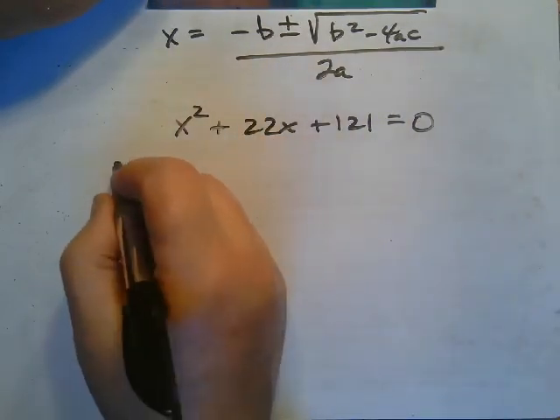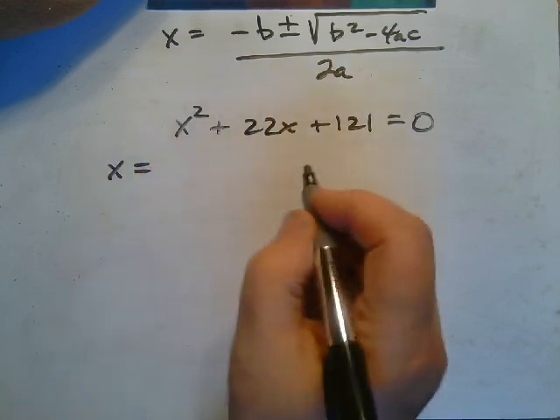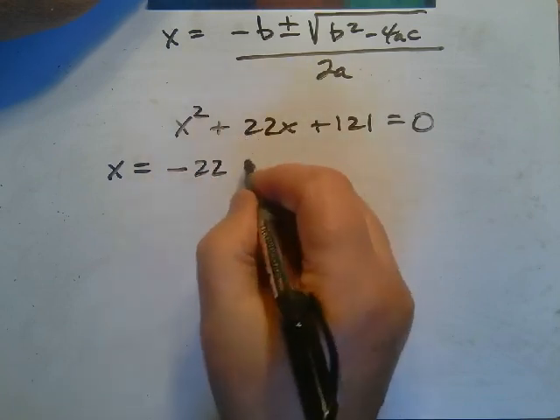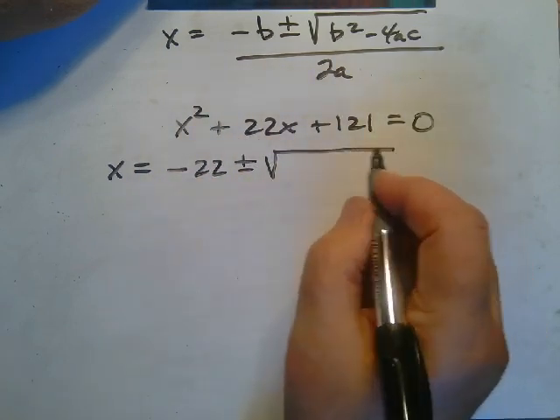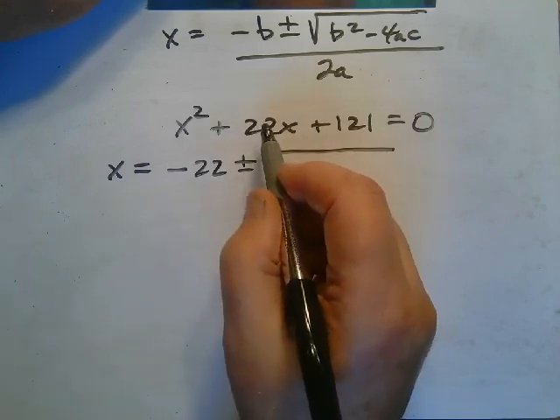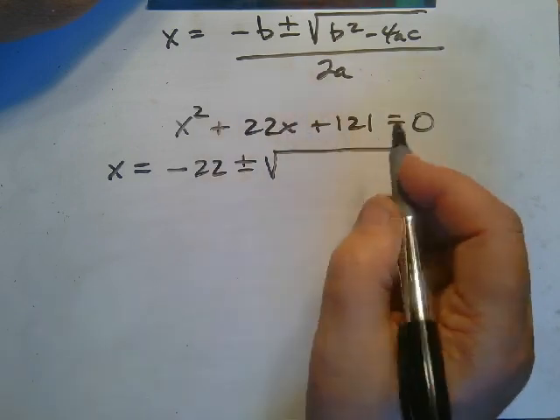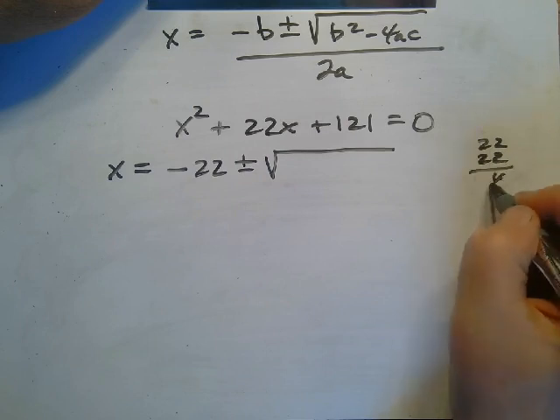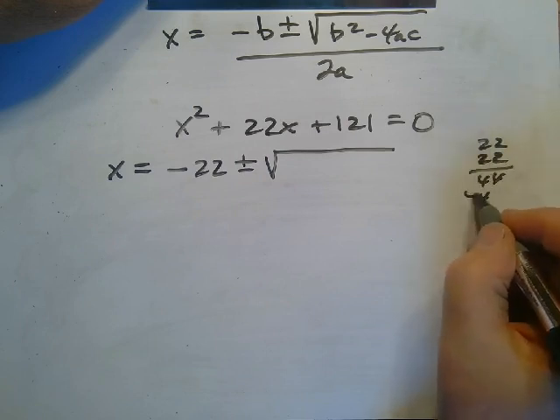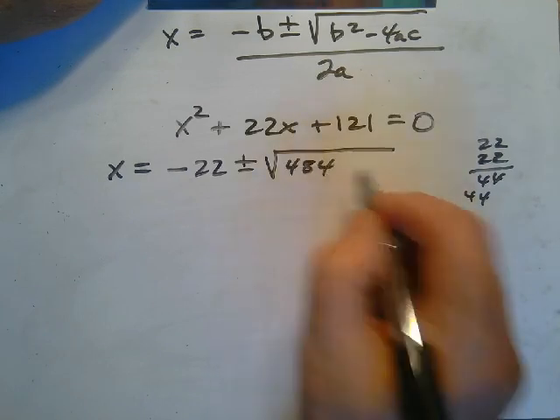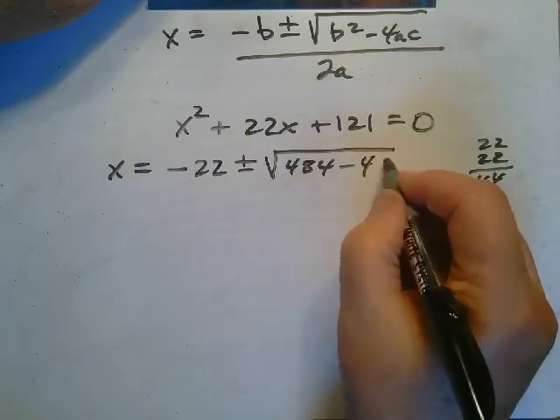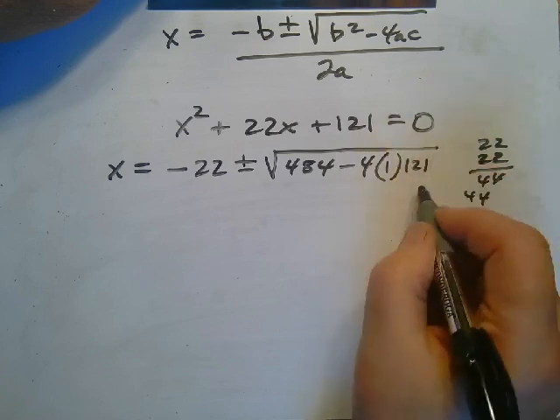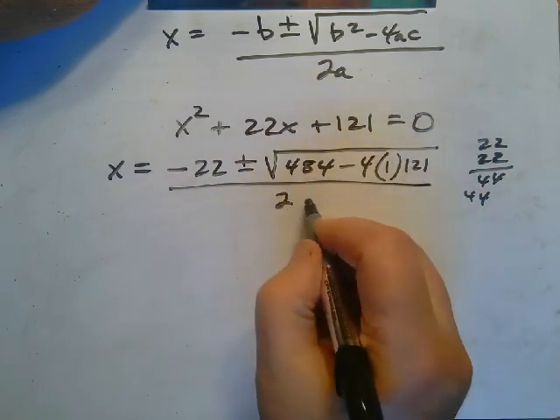So here we go. I think I'll write a little smaller this time. X equals negative b. Well, that'd be a negative 22. Negative 22 is b. Negative b plus or minus the square root of b squared. Well, 22 squared happens to be, what, 400 and something? What's 22 squared? Let's find out. That's 484. This is 484. Okay. Minus 4 times a is 1, and c is 121. Okay. All over 2 times a.